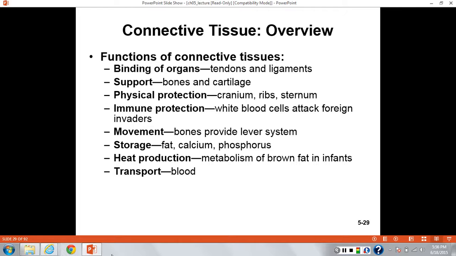Give me the definition for metabolism. We talked about this in chapter 1. Metabolism. So it's the sum of the physical and chemical processes that take place in the body. What are the two parts of metabolism? Catabolism and anabolism. Perfect.